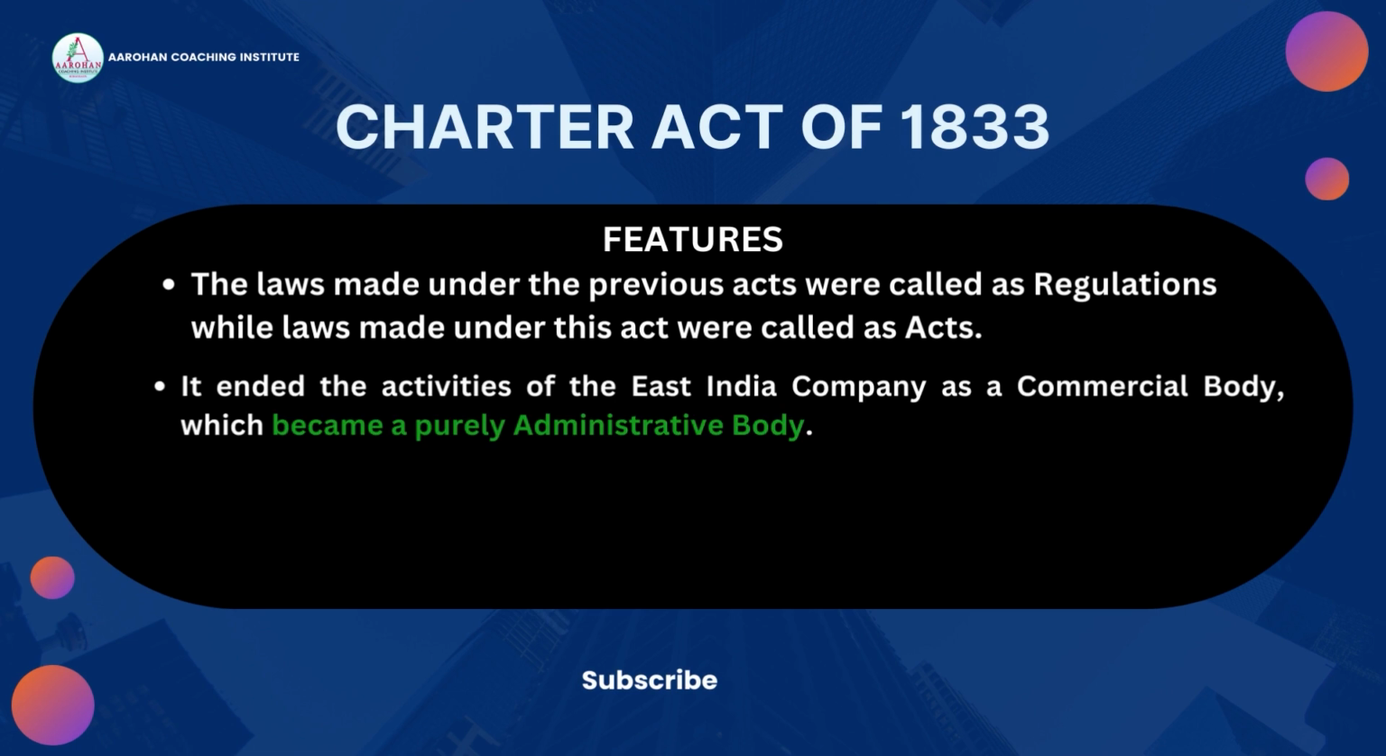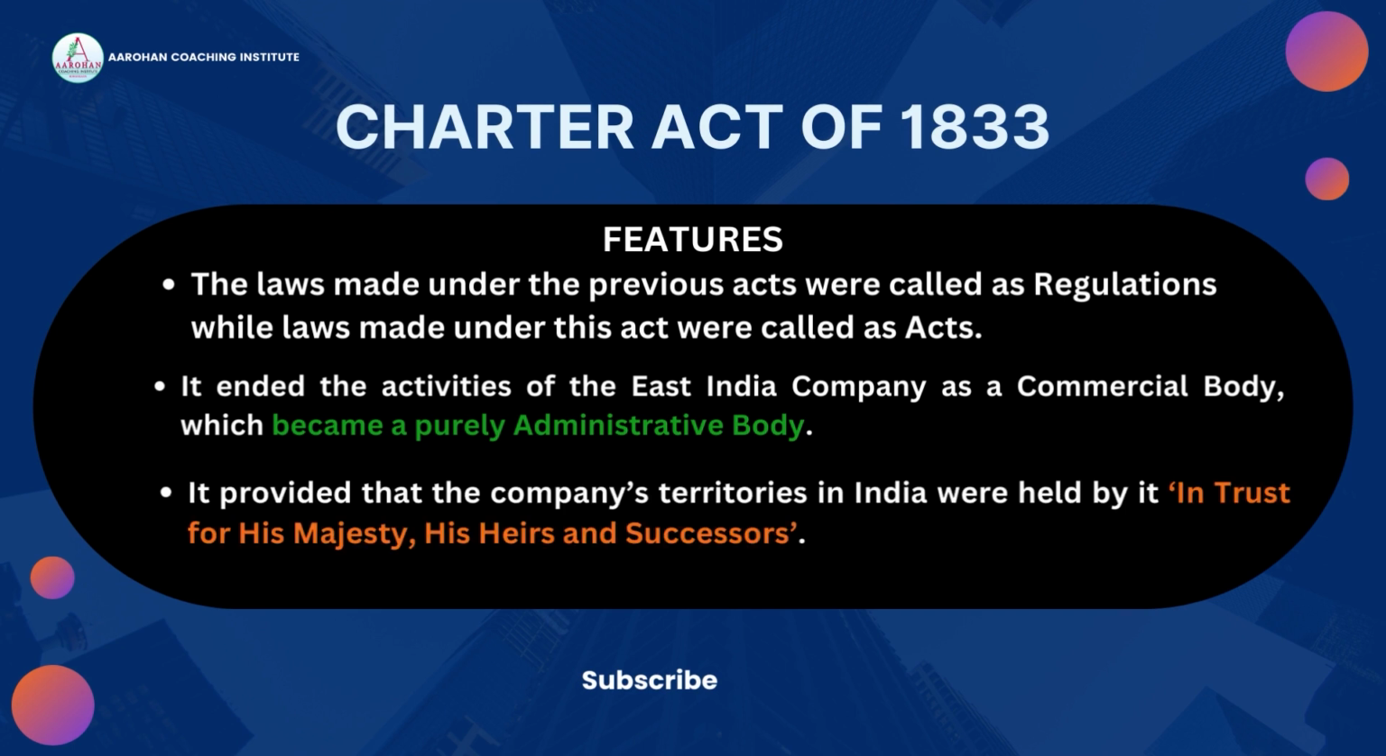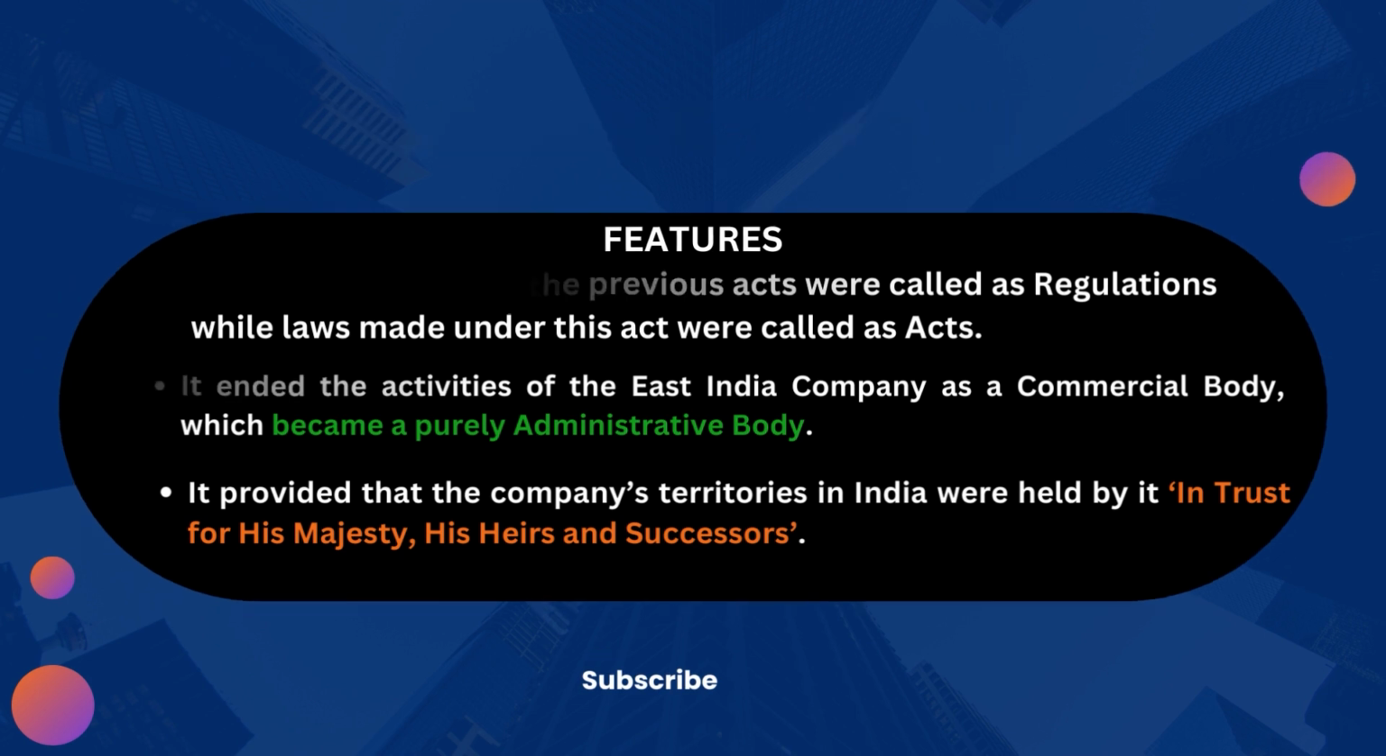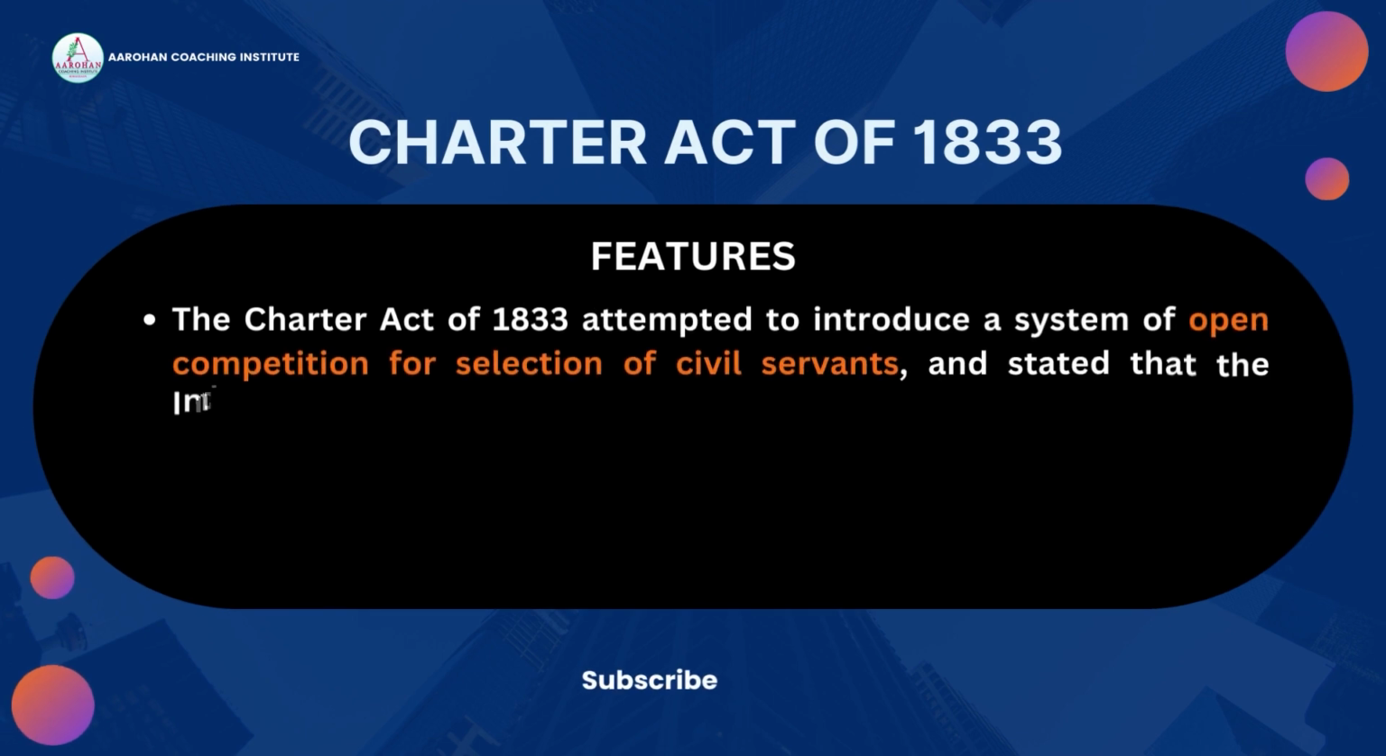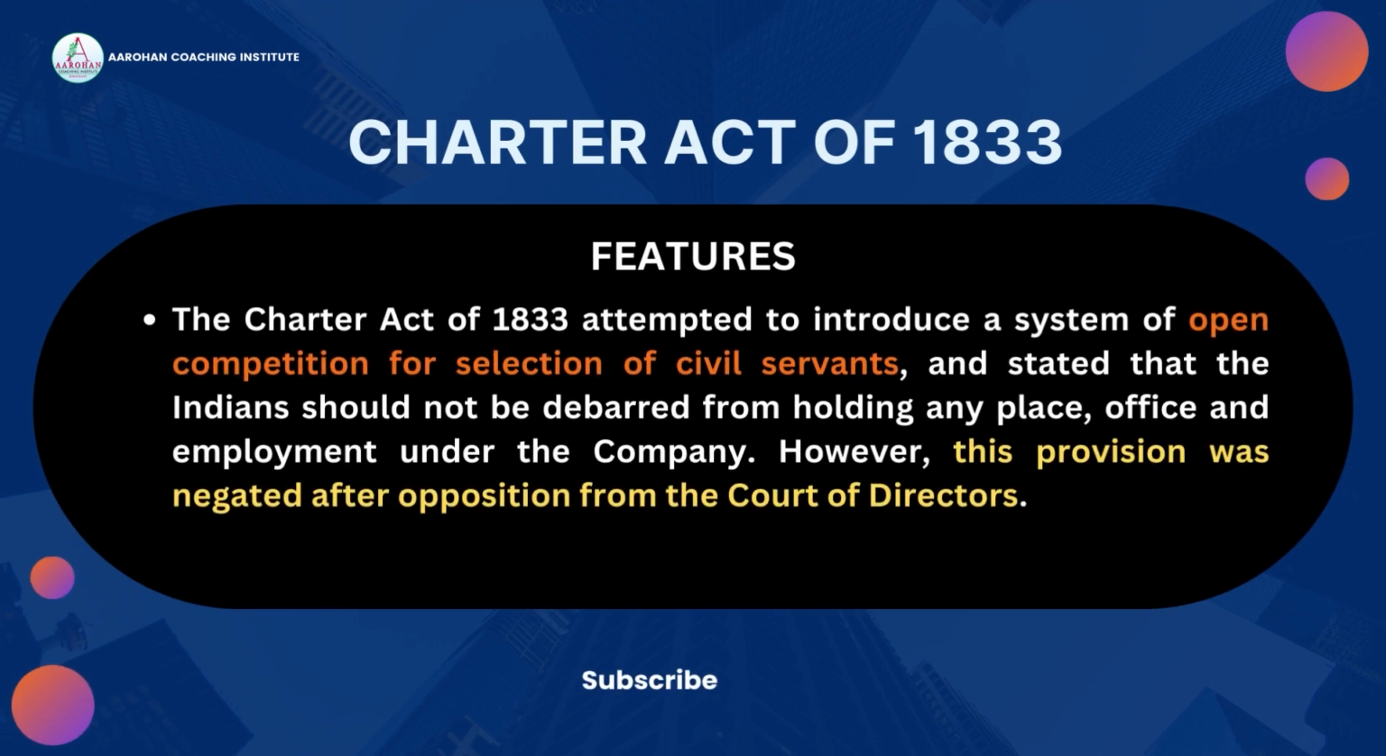It ended the activities of the East India Company as a commercial body, and it became a purely administrative body. This act for the first time had said that the company's territories in India were held by it in trust for His Majesty, his heirs and successors. The Act of 1833 attempted to introduce a system of open competition for the selection of civil servants. This act stated that the Indians should not be debarred from holding any place, office or employment under the company. However, this provision was made ineffective after opposition from the Court of Directors.